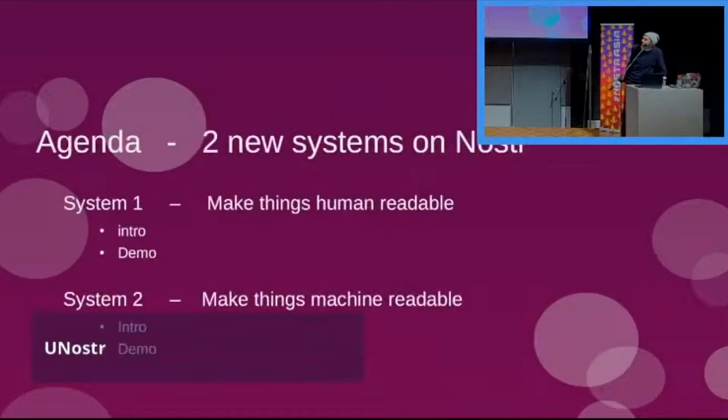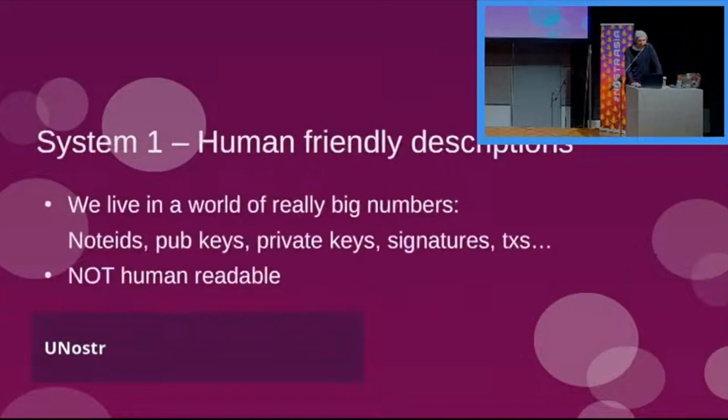The agenda for today is that I'm going to present two new systems. The first system is for making things more human-readable, and the second system is for making things more machine-readable. System one is a fairly simple system for making human-friendly descriptions. We live in a world of really large numbers: all the private keys, public keys, signatures, transactions, IDs are just really big numbers, and they're not very human-readable.